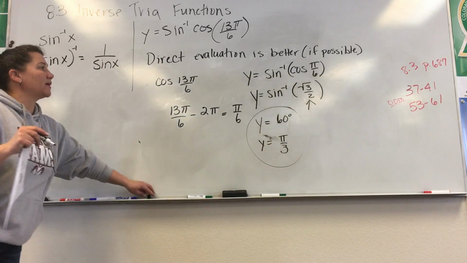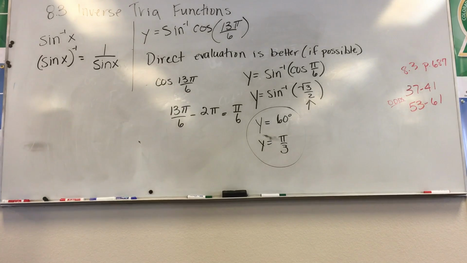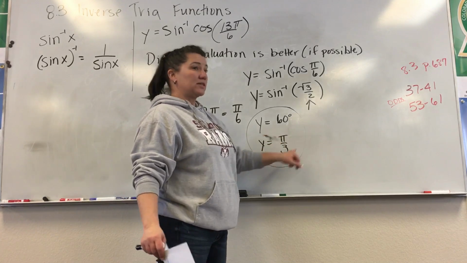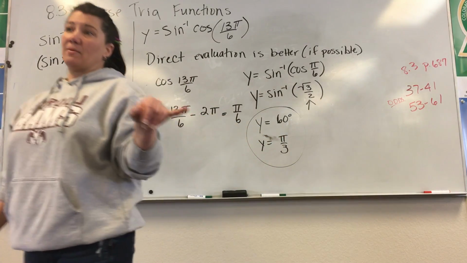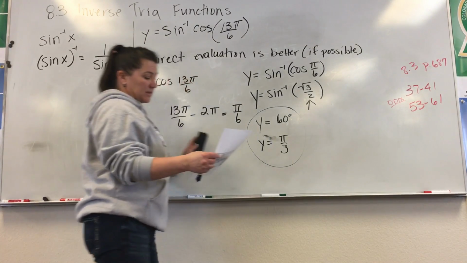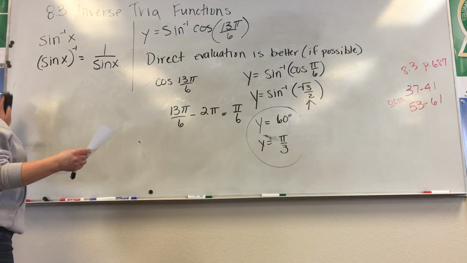So using direct evaluation, we were able to find the actual answer, whereas if you had done it on your calculator, you might get something close to whatever decimal pi divided by 3 is, but you're not going to get the exact actual answer. Okay? All right. Let's look quickly at an application or two.